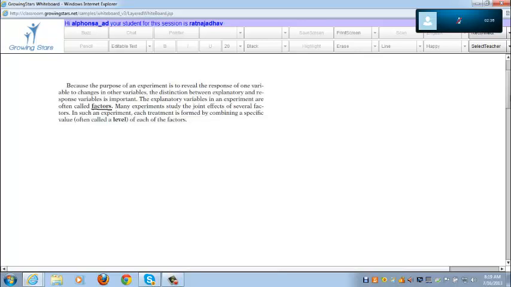For example, suppose temperature is a factor. Then different levels of temperature can be used, like 60 degrees Celsius, 80 degrees Celsius, 90 degrees Celsius. These are levels of the factor. The factor is temperature, and factors may have different levels.